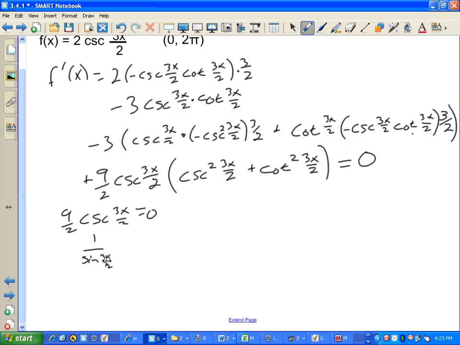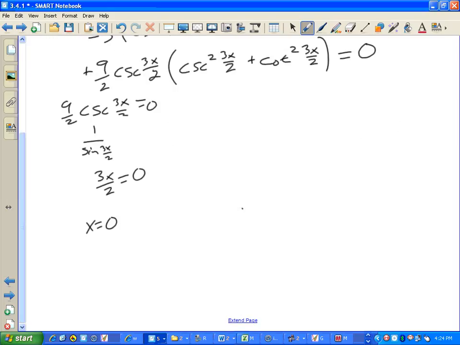Okay, because I need to ask, when is my sine 0? Well, my sine is 0 when I take the sine of 0 or pi. So when is 3x over 2 equal to 0? Well, it equals 0 when x is 0. So since if I put 0 in here, I get an undefined value, that's a point of inflection. When does 3x over 2 equal pi? Well, if I multiply by the reciprocal here, I'm going to get 2 pi over 3. Okay, so there's 2 points of inflection.